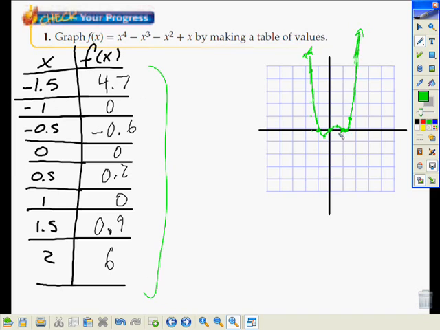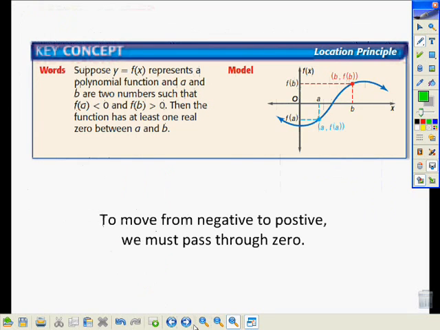If we wanted to be more exact in this area, we could try more decimals like 1.6, 1.7 and see what's happening here, or maybe 1.4, 1.3. But that'll give us a general idea.